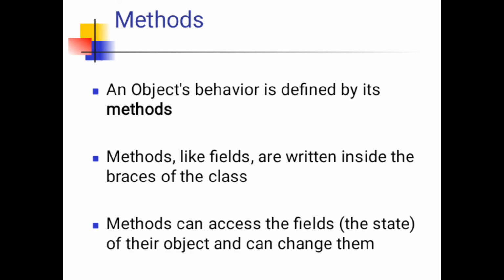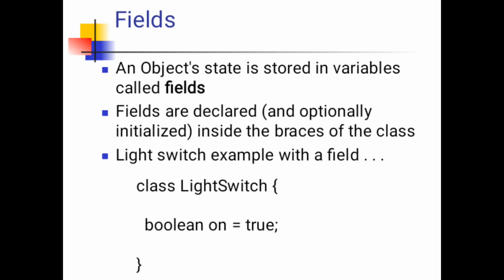An object's behavior is defined by its methods. When you consider the GradeBook, the state is grades, and its behavior is mean or median. Methods, like fields, are written inside the braces of the class. Let's look at methods.